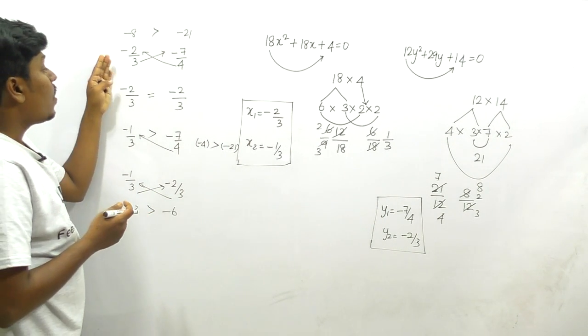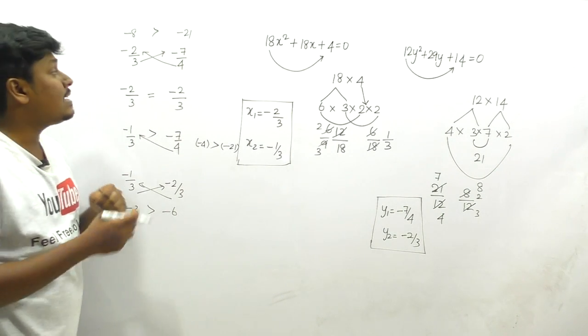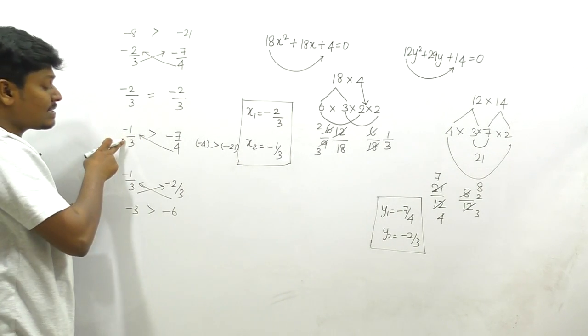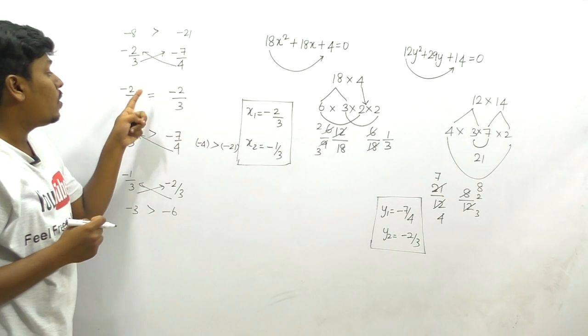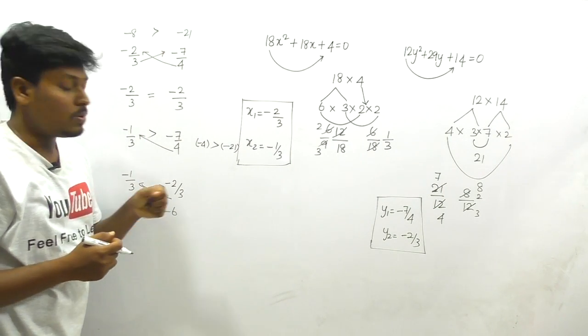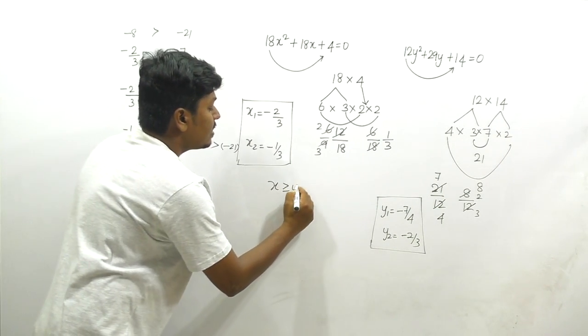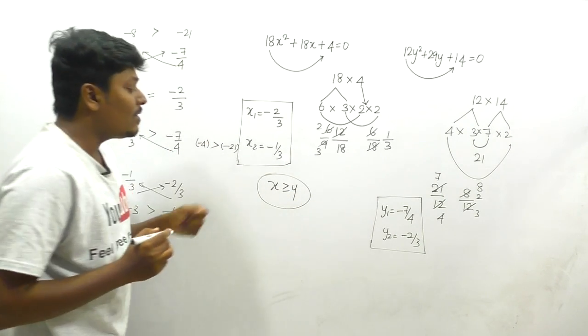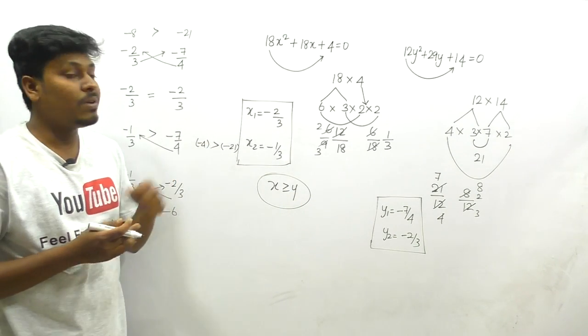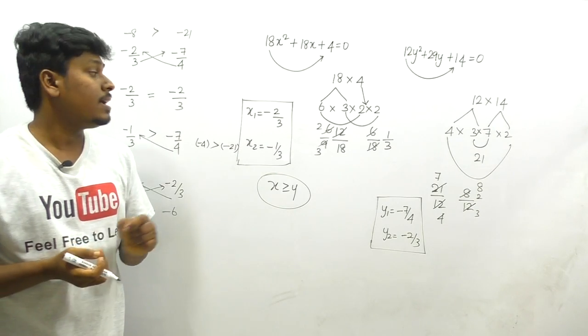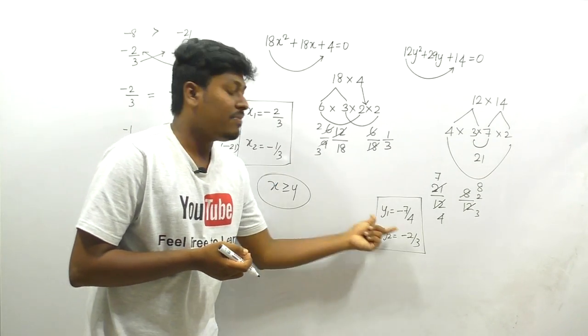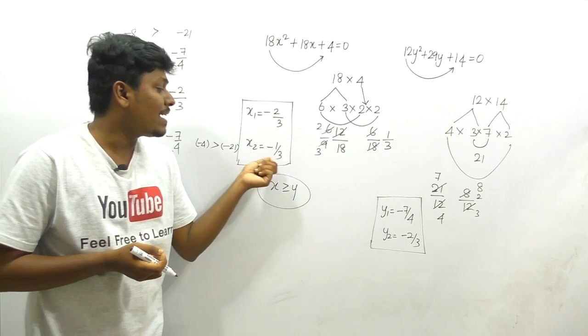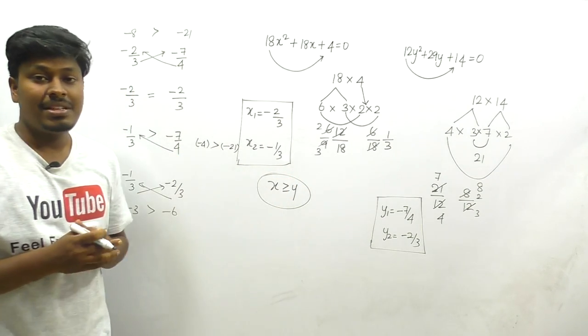By comparing all the 4 conditions, we can clearly say that the x term is greater in three of them, and only one condition is equal. So the answer will be x is greater than or equal to y. So finally we got x greater than or equal to y for this quadratic equation. Friends, remember that be faster on calculating the factors, right? If you calculate the factors fast, you can solve this sum within 30 seconds.